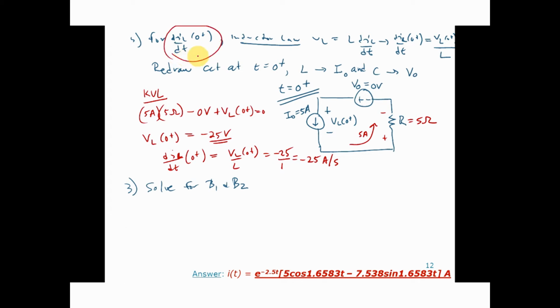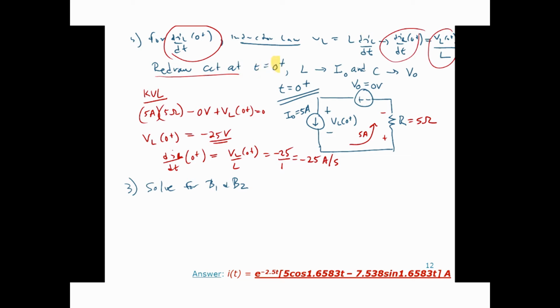So finding this initial slope of the current, we're going to use the inductor law and say the initial slope of the current is just going to be the voltage across the inductor divided by the inductance. To find that initial voltage across the inductor, that's the tricky part. And this is what Clio actually recommends. I really like this approach.